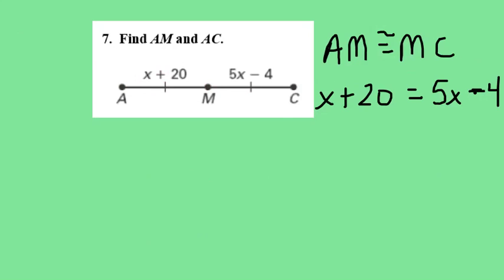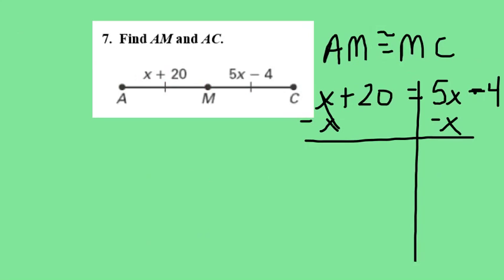And again, this is a 5x minus 4. So now again, we want to combine our like terms. Nothing to combine on the left side or the right side, so we can go ahead and just start subtracting. So I'm going to subtract this x from both sides. So on the left, we're left with 20. On the right side, 4x, subtract 4. So let's go ahead and add 4 to both sides now.